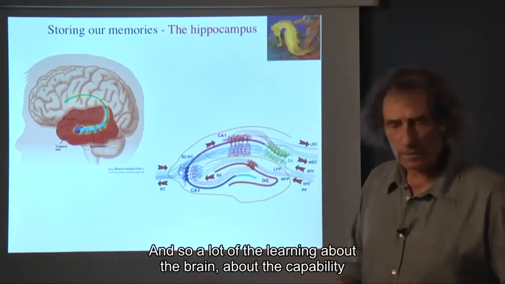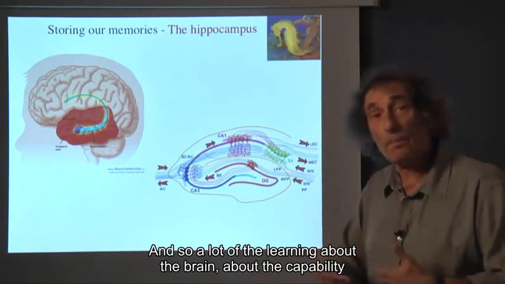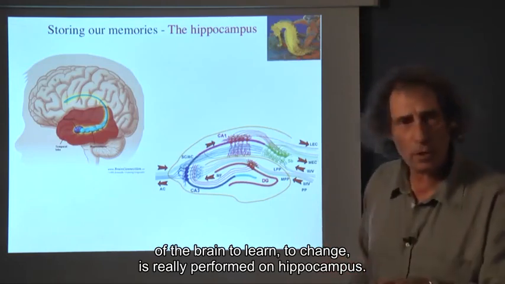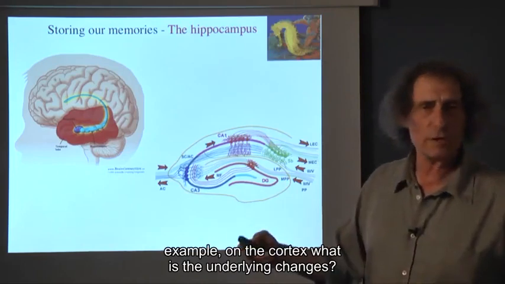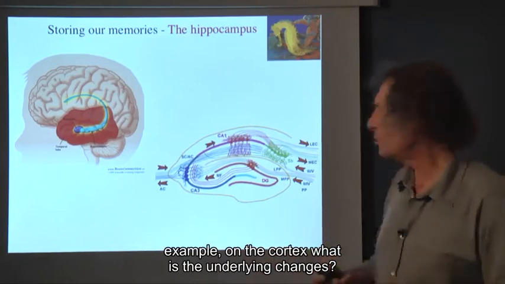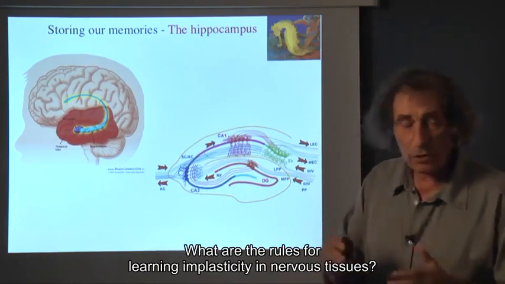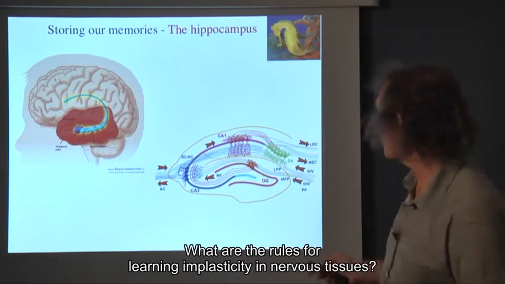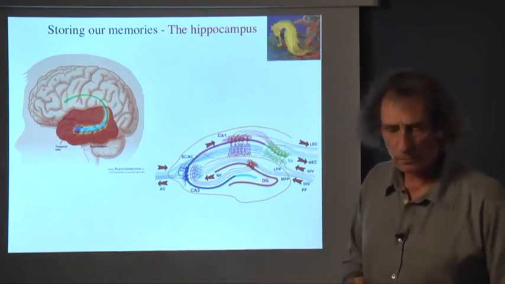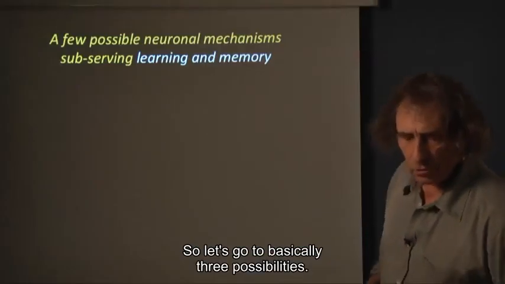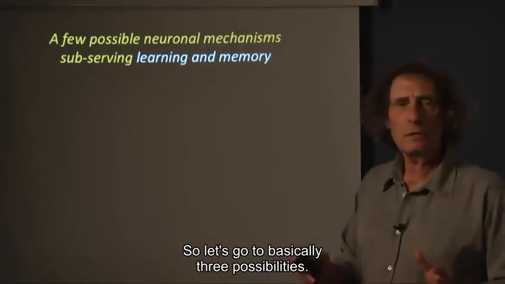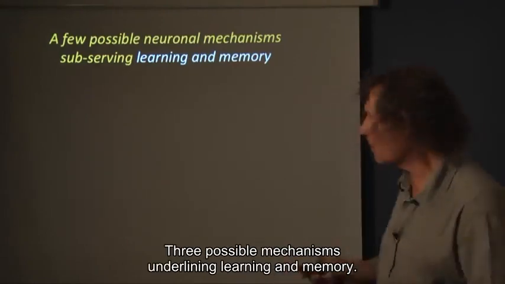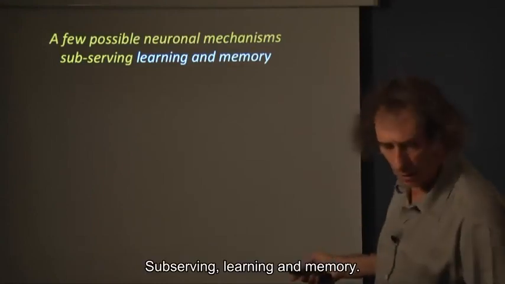And so a lot of the learning about the brain, about the capability of the brain to learn, to change, is really performed on the hippocampus, but not only on the hippocampus, also, for example, on the cortex. What are the underlying changes? What are the mechanisms? What are the rules for learning and plasticity in nervous tissues? This is the question that we want to pursue. So let's go to basically three possibilities, three possible mechanisms underlying learning and memory, subserving learning and memory.